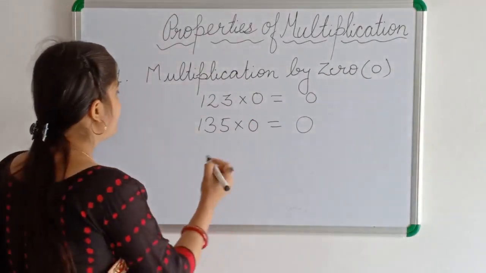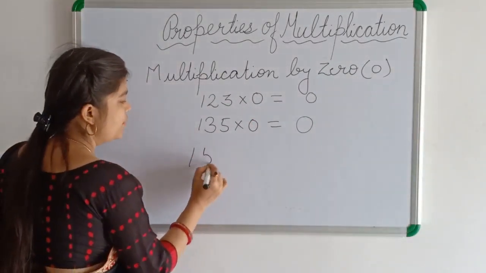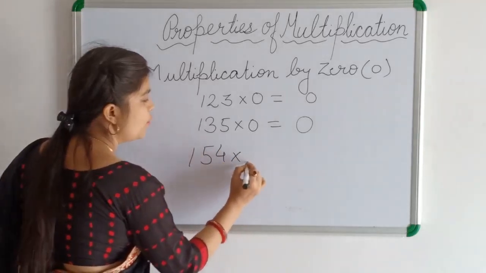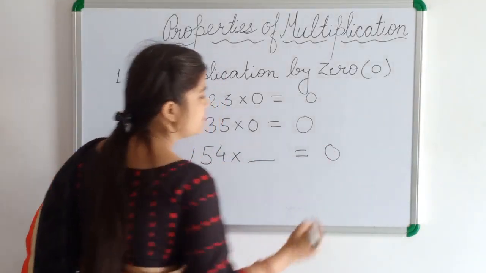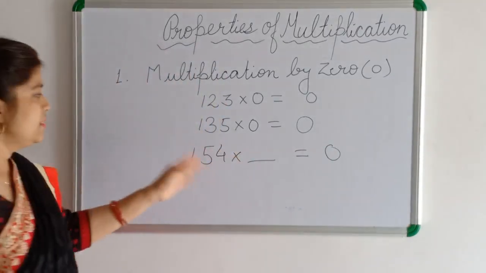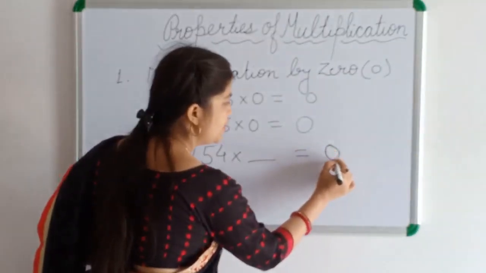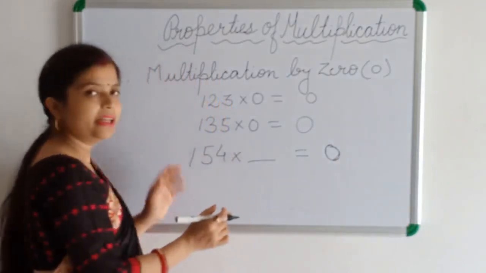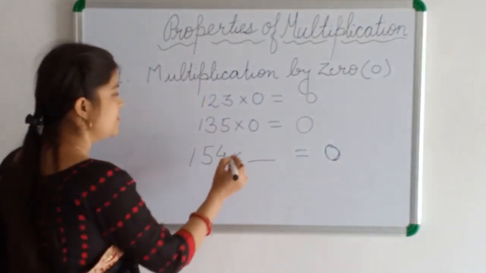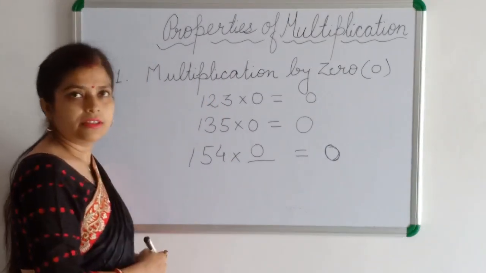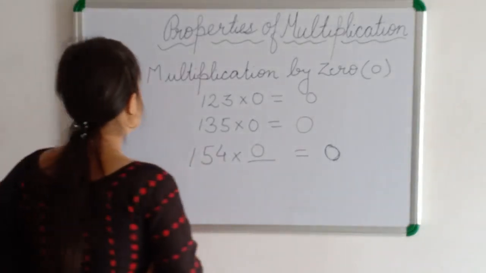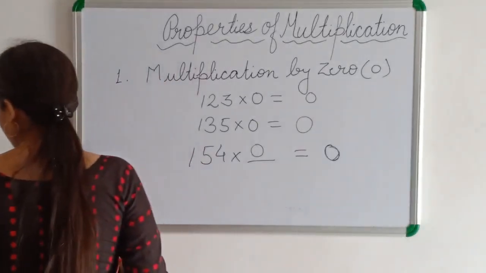Sometimes there is a fill in the blanks here: 154 into what is equal to 0? What will be the answer here? So here the product is 0. How will the product come 0? When I multiply any number by 0. So the answer will be 0. So you understand the first property, multiplication by 0.